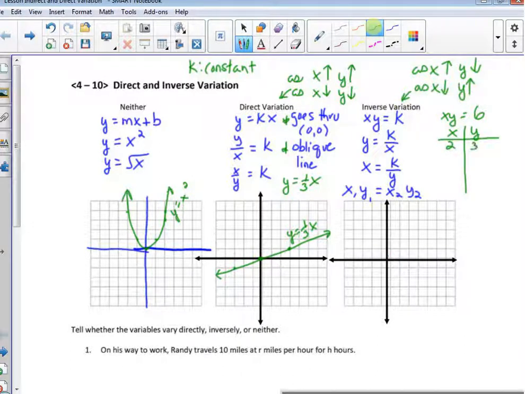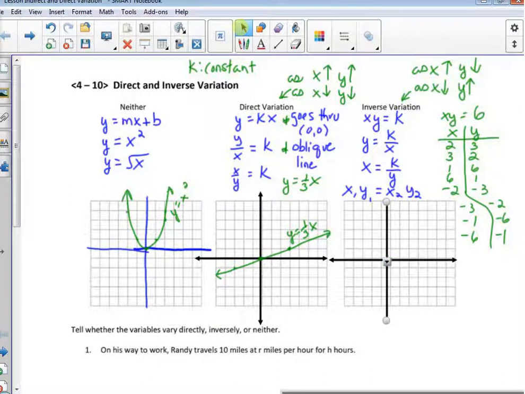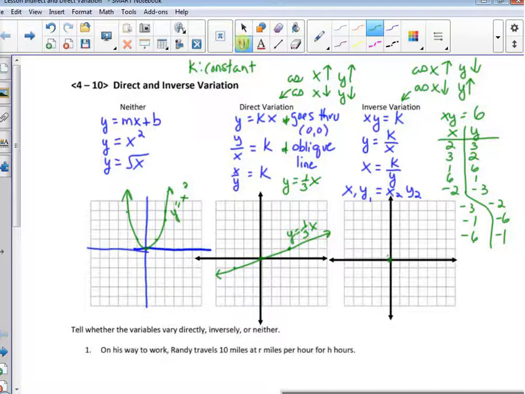Now if I'm going to set up a table of values on that, I would have 2 times 3, 3 times 2, 1 times 6, 6 times 1, negative 2 times negative 3, negative 3 times negative 2, negative 1, negative 6, negative 6, negative 1. I chose values that are easy to plot. So now I'm going to go over 2. Here's my center. Somehow this y-axis is off here. Let me see if I can fix that. There we go. Okay, so over 2, up 3, and then 3, 2, 6, 1, 1, 1, 2, 3, 4, 5, 6.